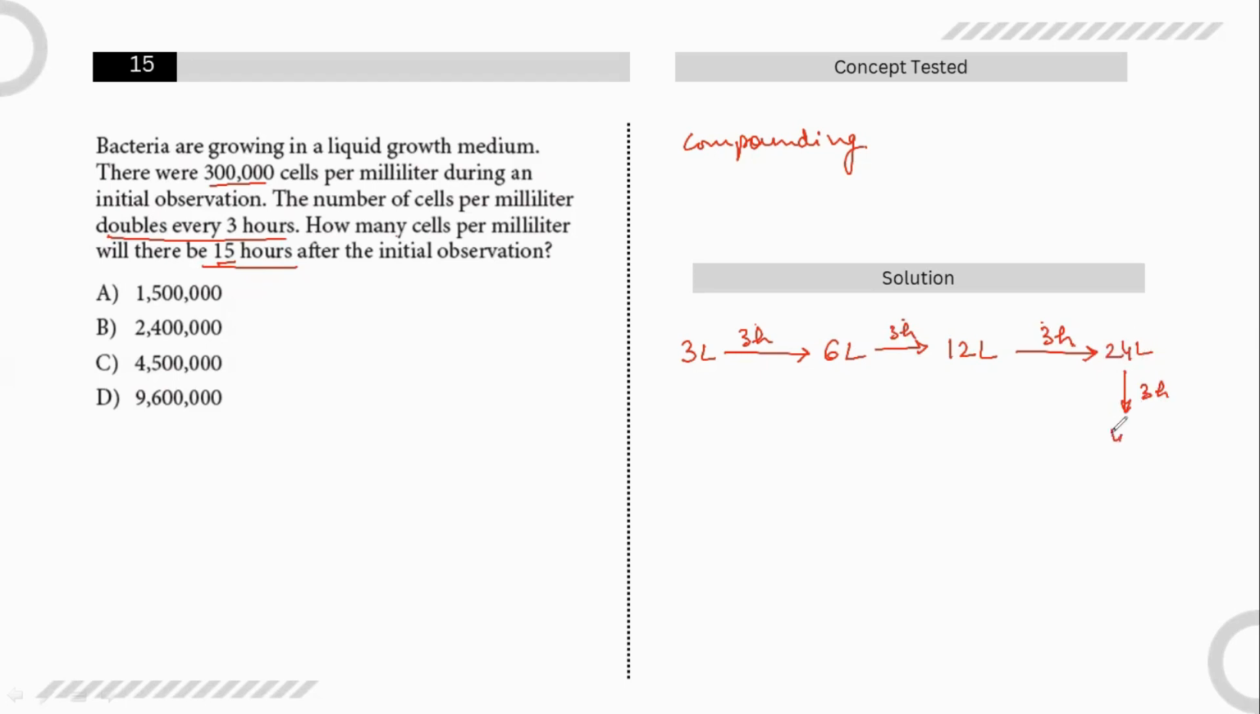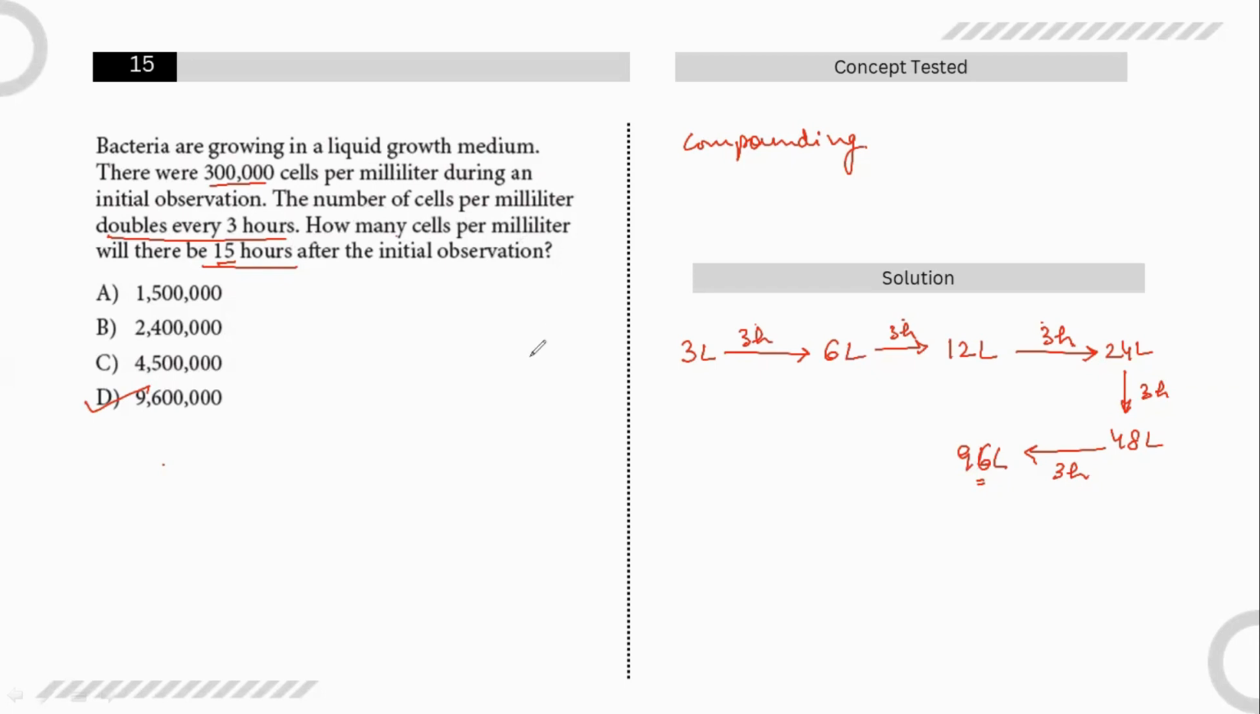24 will double to 48 lakhs. And in the next 3 hours, 48 will double to 96. And that's the answer. Let's quickly check where it is. 96 lakhs, that is option D being the correct one here. So we have used a basic understanding to solve the question. No formula is required here.